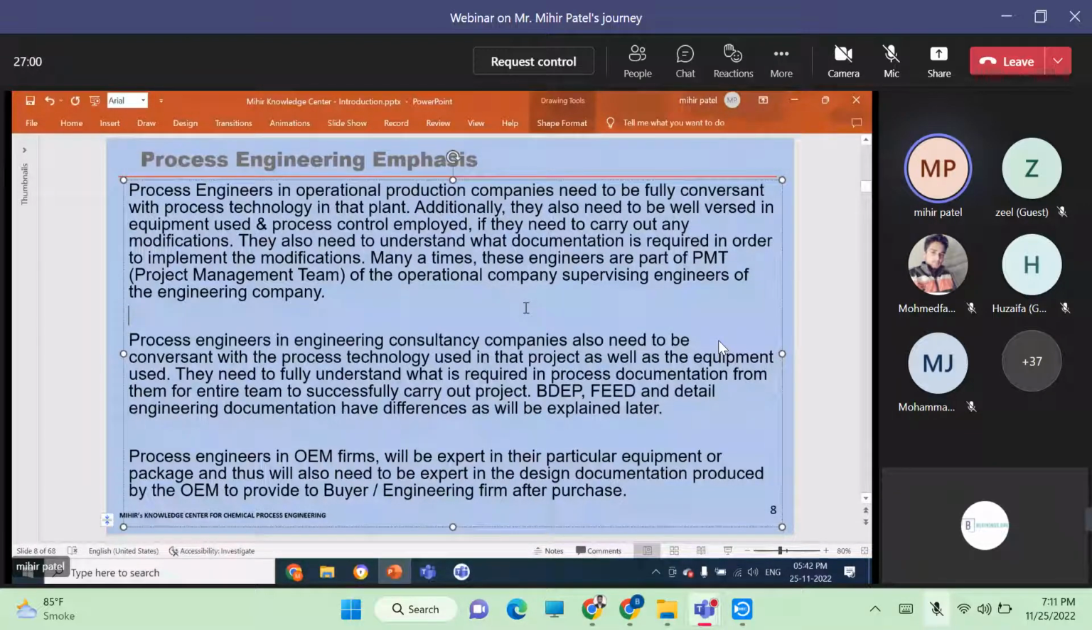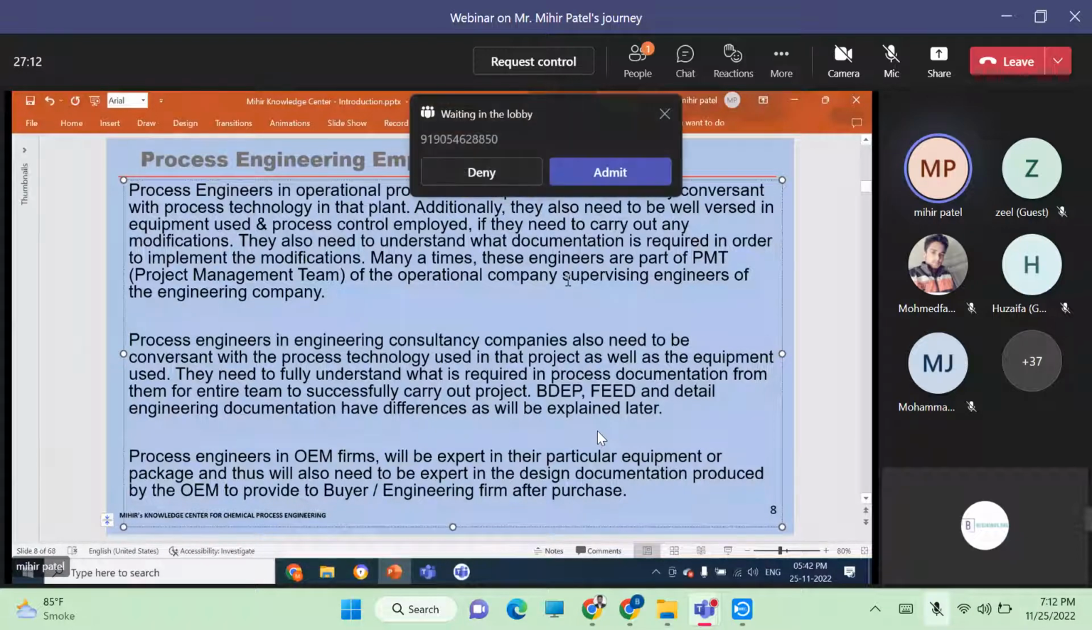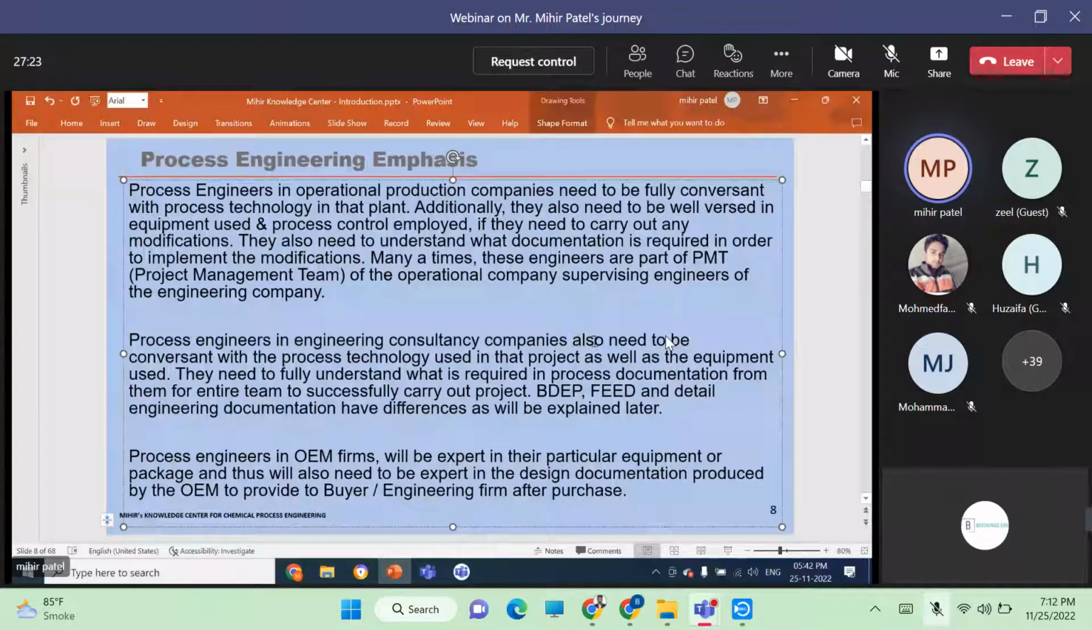A lot of times when a project is done, these engineers form a part of a project management team, what is called PMT, of the operating company supervising the engineers of the engineering company. So a PMT is formed for the operating company. Now process engineers in engineering consultancy companies also need to be conversant with the process technology used in that project as well as the equipment used. They need to fully understand what is required in process documentation from them for the entire team to successfully carry out the project. So BDEP, FEED, detail engineering documentation. I will explain all these as we go along. Don't worry about it too much now.